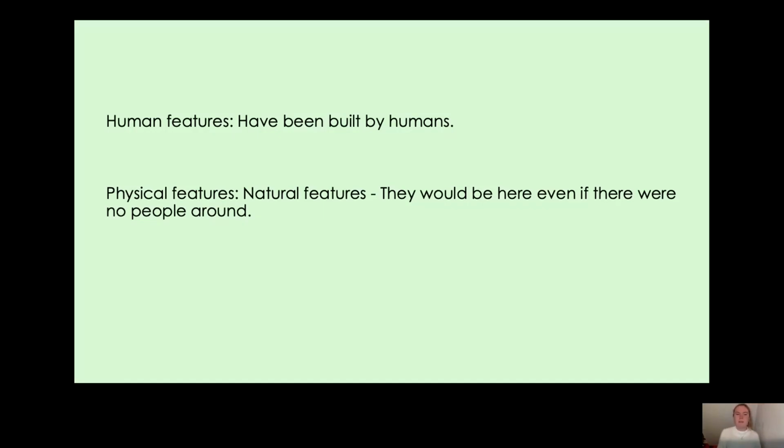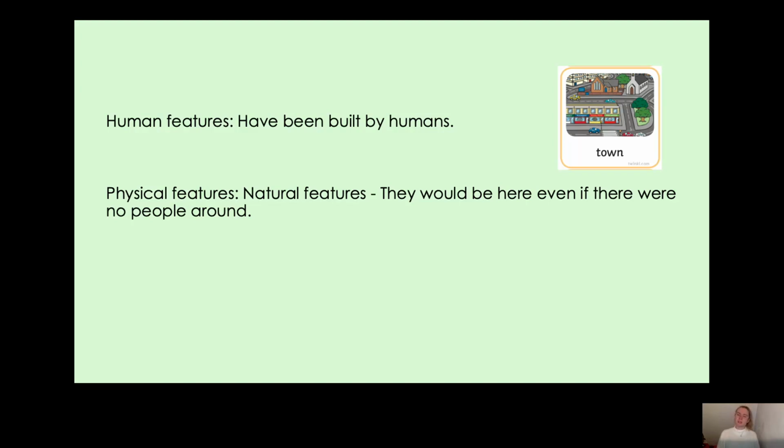What does that mean? Well, a human feature is something that's been built by humans. So, for example, a town. A town has been built by humans. The humans have built roads, the church that I can see, and all the buildings. Okay, so that is a human feature. And you can remember human feature because they've been built by humans.